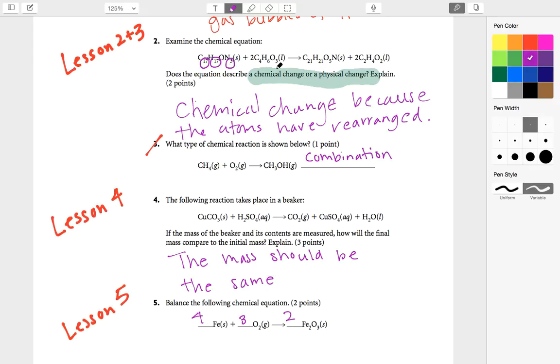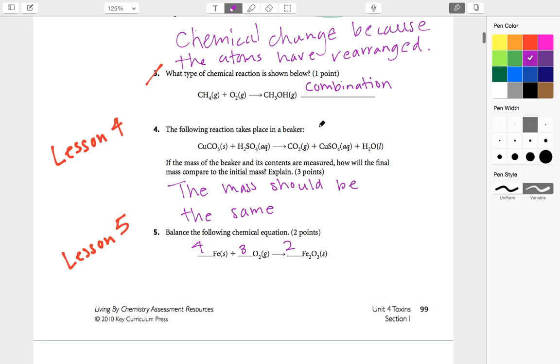So if I drew out all of these molecules, they would all look different because my subscripts are different, right? So if my subscripts are different, or if my elements have rearranged in a certain way, that automatically means it's a chemical change. So chemical change because the atoms have rearranged.